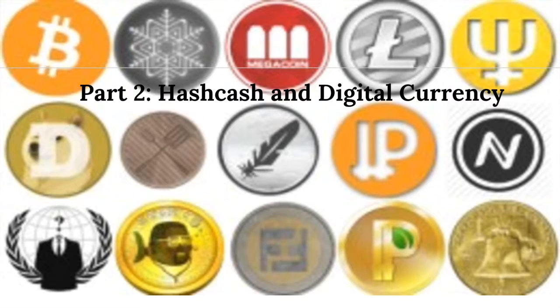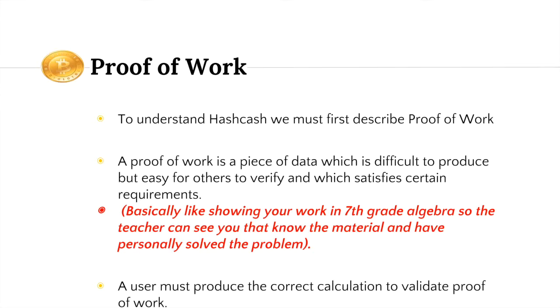Part 2. Hashcash and digital currency. So to understand hashcash, we have to discuss the term proof of work. Proof of work is basically an algorithm that is used to verify the authenticity of a person trying to access a network. So to make an analogy, say that you're being audited by the IRS. In this scenario, you have to produce receipts as your proof of work, or the proof that you earned income and purchased certain items.